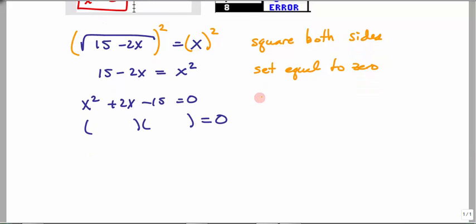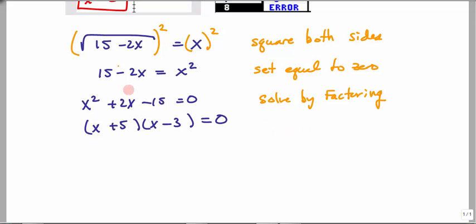This one I'm going to solve by factoring. But again, you could graph this. You could use quadratic formula, completing the square, but this one does factor nicely. So if I factor this into plus 5 and minus 3, notice I have 5x minus 3x gives me my 2x. 5 times a negative 3 is a negative 15.